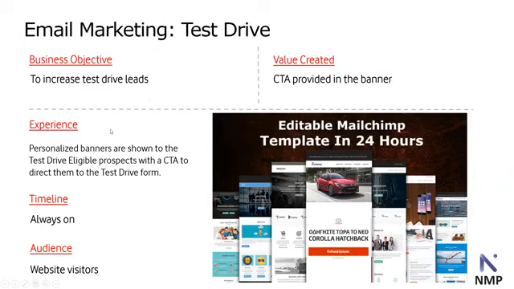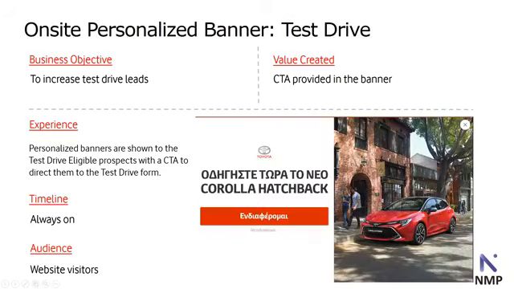They created personalized banners on their website, which prompt the users, eligible prospects. They directed them to the form. It's always on. It's an always on campaign. So if you go now, actually, on Toyota here in Greece, you will get this banner if you somehow engaged previously with the brand, prompting you to go to do the test drive.